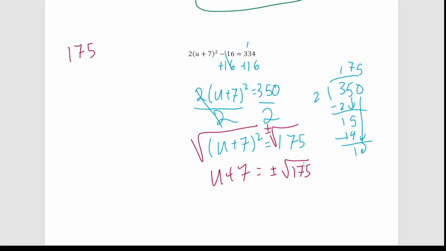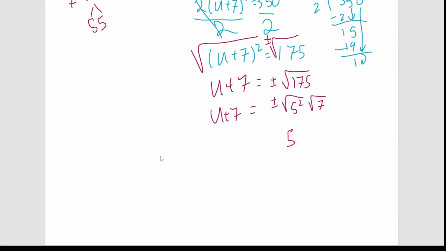I'm going to break down 175 a little bit further in order to figure out how that root's going to simplify. In particular, it looks like 25 times 7 is going to give us 175. The way I did that in my head was 25 times 4 is 100, 25 times 3 is 75, 4 plus 3 is 7. 25 breaks down to 5 times 5. So in particular, we're going to rewrite this as plus or minus the square root of 5 squared times the square root of 7. And the square root of 5 squared just leaves us with 5, so that would be plus or minus 5 root 7.